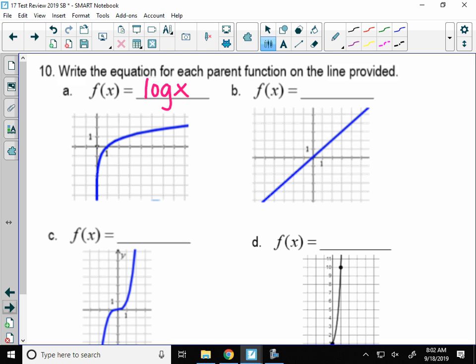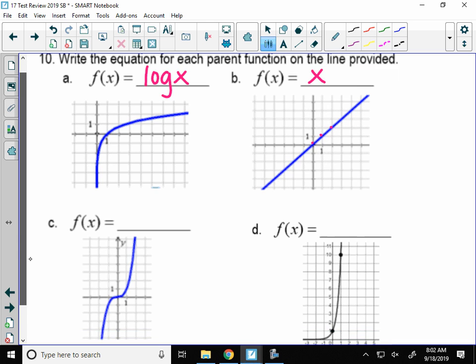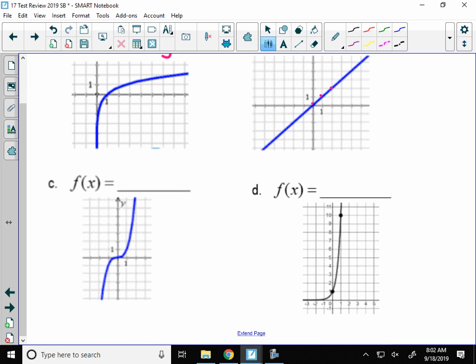This graph we use a lot this unit. That is y equals x, or f of x equals x. That's your parent linear function. Next one here, if I have a point at 1, 1, and then 2, 8, that would be x to the third. This graph, I have a point at 0, 1, and 1, 10. That's an exponential function, and that is 10 to the x.